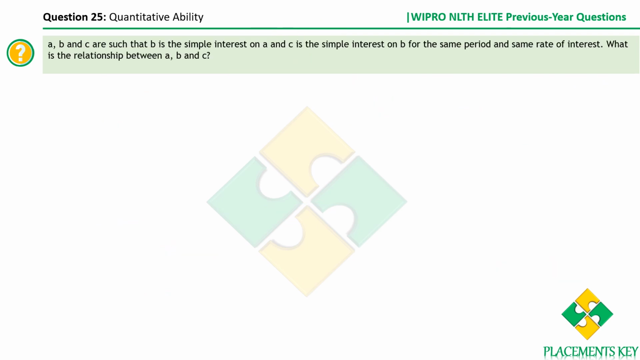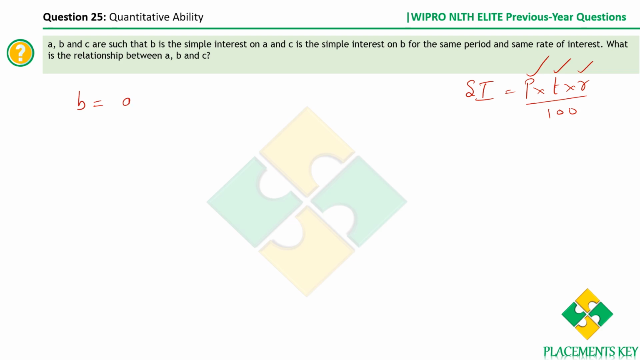Let's move on to the next question. A, B and C are such that B is the simple interest on A. What is the formula for simple interest? Simple interest is P into T into R by 100, where P is the principal, T is the time period, R is the rate of interest per annum. It's told that B is the simple interest on A.